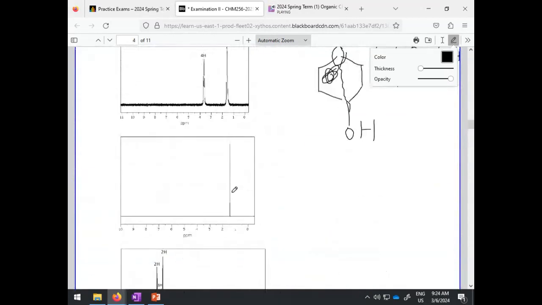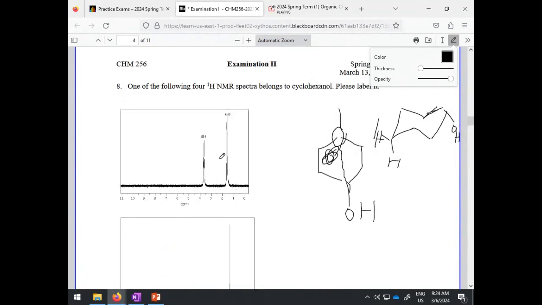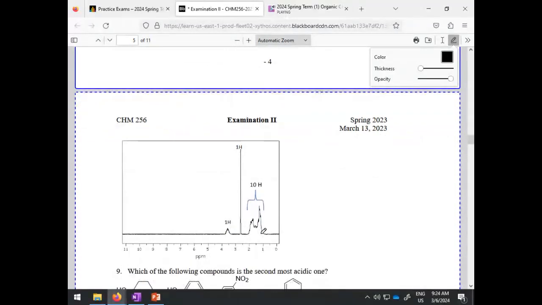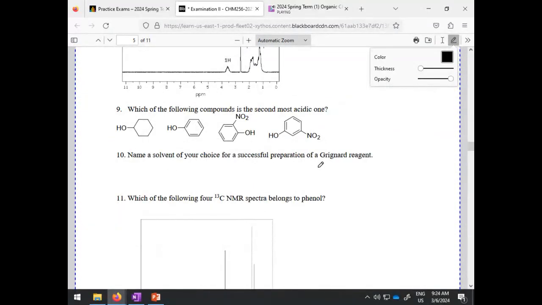Because this one, a single proton, obviously doesn't work, right? And this one with 10 protons, only 2 types, also won't work because at least you have an OH proton somewhere. So then only this one can be right.